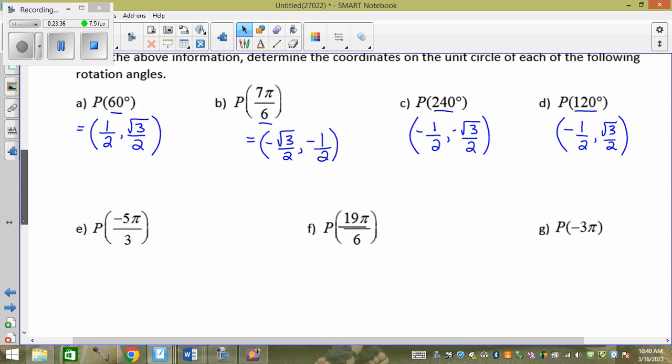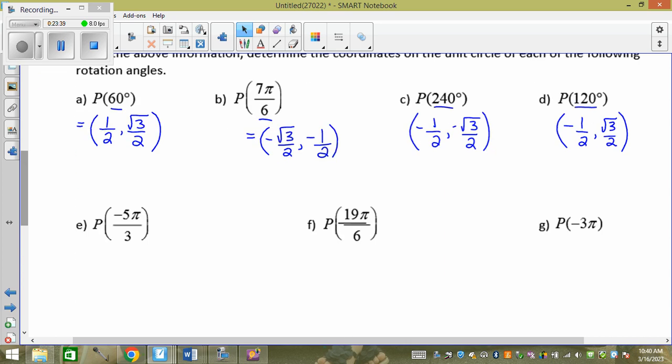Are these ones principal angles? No. So this one's too small, so I'm going to have to add 2 pi till it falls on here, right? This one's too big, so I'm going to have to subtract 2 pi till it falls on there. This one is too small, so I can add 2 pi till it falls on. We've already done this one, it's above. Try those 3 out.